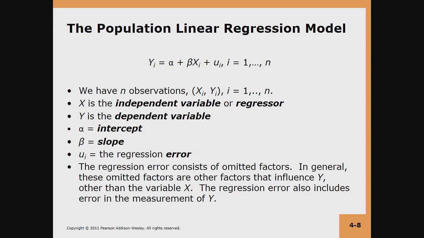And the regression error is going to contain the omitted factors. So in this case, if there are other things that affect student test scores besides just the student-teacher ratio, that's all going to be captured in our error term U.